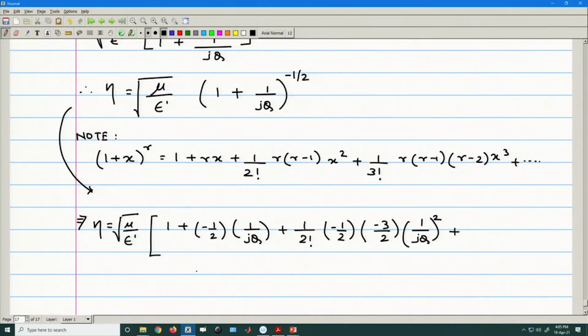plus it will be 1 upon 3 factorial, then r, that is minus half, and r minus 1 will be again minus 3 by 2, r minus 2 will be minus 5 by 2, this is 1 by jq cube plus. Okay.